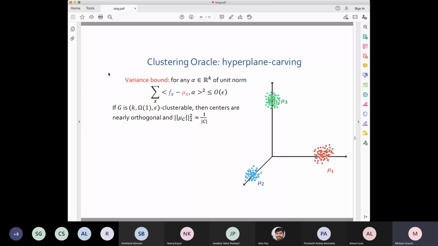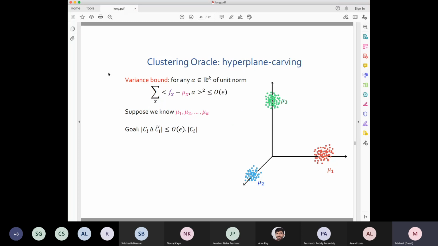From this bound, you can also show that these cluster centers are nearly orthogonal in the embedded space, and their Euclidean length squared is roughly equal to 1 over the corresponding cluster size. This is done essentially by rounding the spectral embedding matrix.